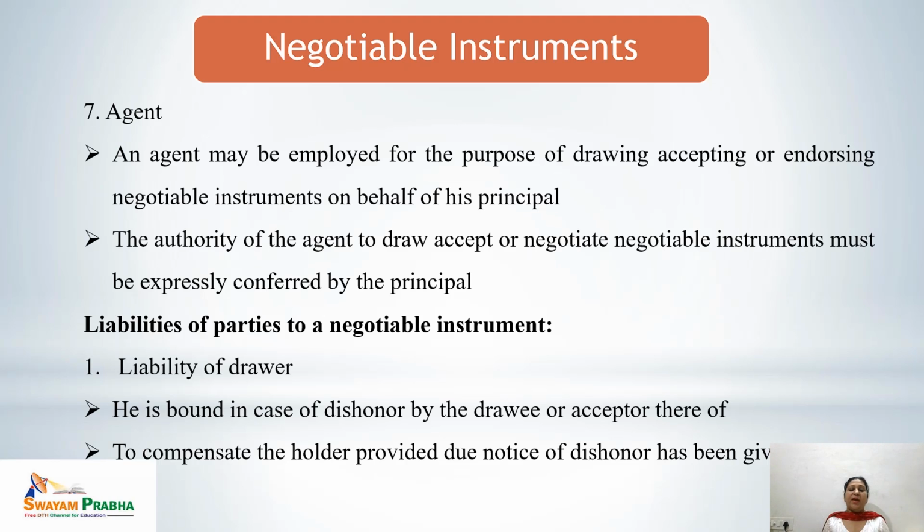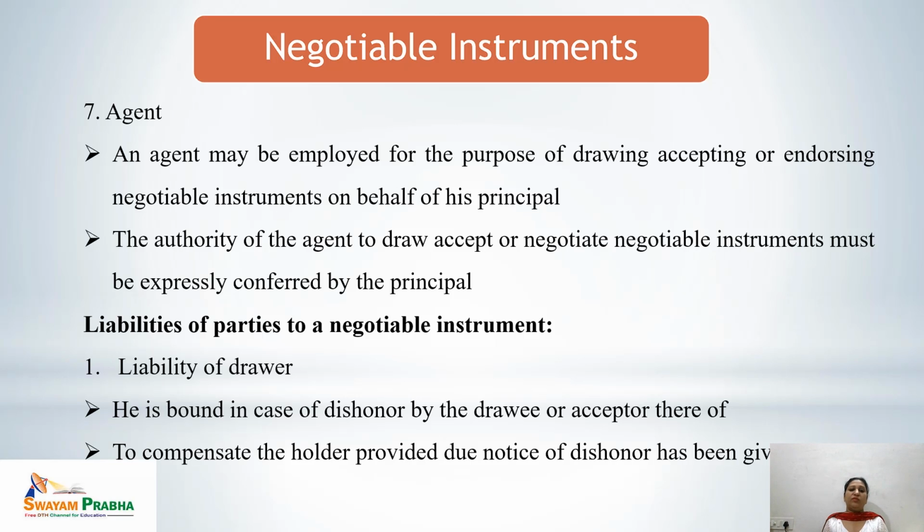Last, agent. An agent may be employed for the purpose of drawing, accepting, or endorsing negotiable instruments on behalf of his principal. As we know, the principal appoints a person known as an agent, and the agent has the capacity to bind the principal with his acts. If the agent is working in his drawn capacity, he can bind the principal. So same here, an agent can draw a bill, accept a bill, or endorse any negotiable instrument on behalf of his principal. So in this case, the principal would remain liable.